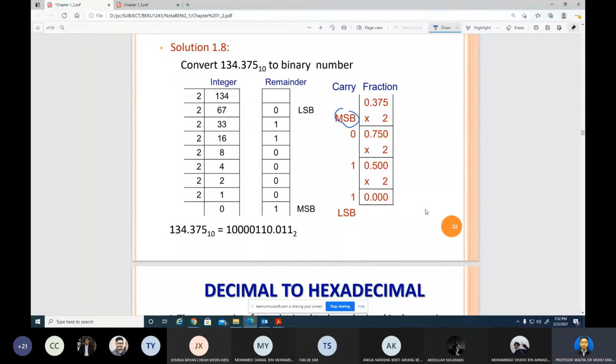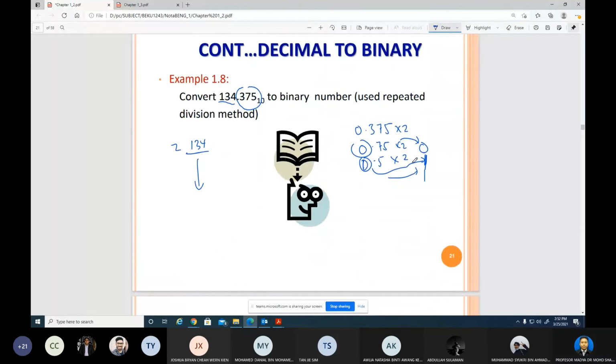From this point to this point. That means the answer will be 0, 1, 1. So that means this one. Okay, right? 0, 1, 1, 1.